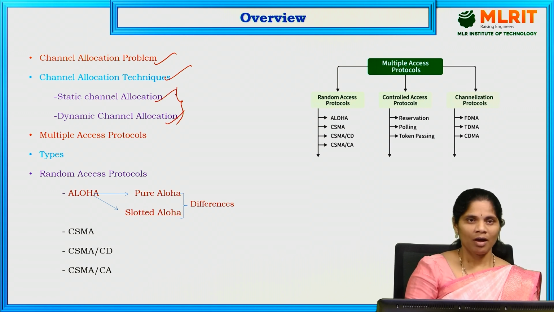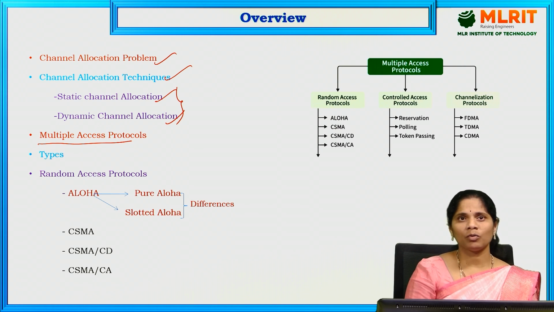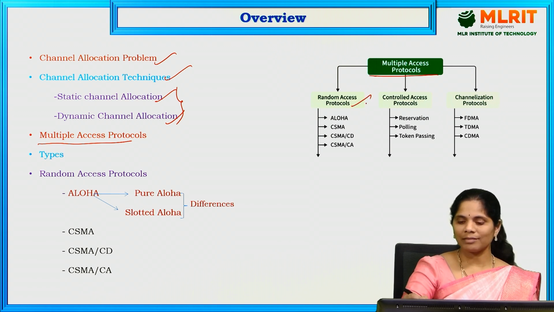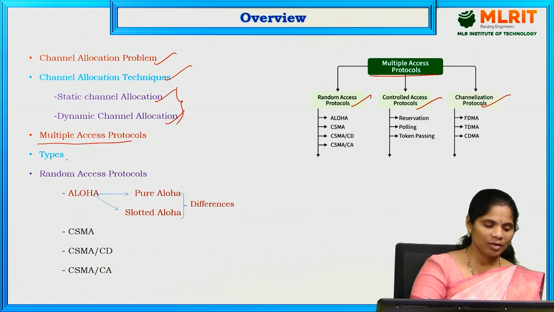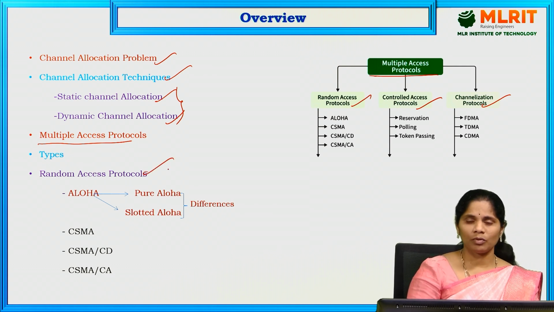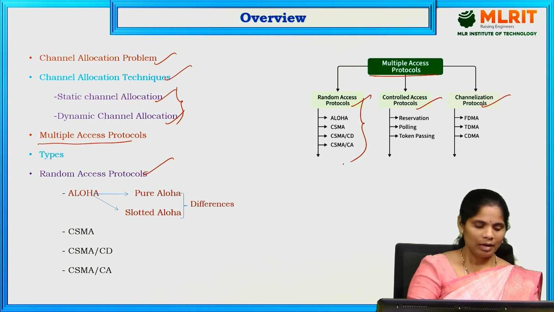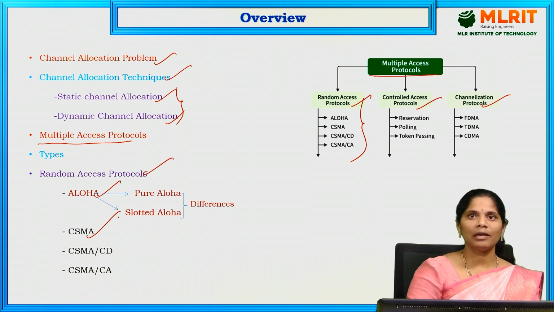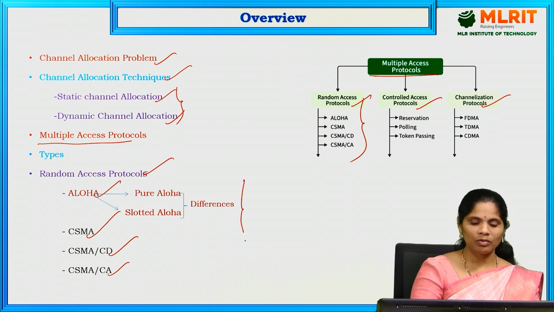Afterwards, we will discuss multiple access protocols. What are the different multiple access protocols we are using in the data link layer? This is a diagram for the multiple access protocols. See here the different types: random access protocols, controlled access protocols, and channelization protocols. We will discuss all of these in today's session. Next, we will discuss random access protocols, like Aloha, CSMA (Carrier Sense Multiple Access), CSMA/CD (collision detection), and CSMA/CA (collision avoidance).